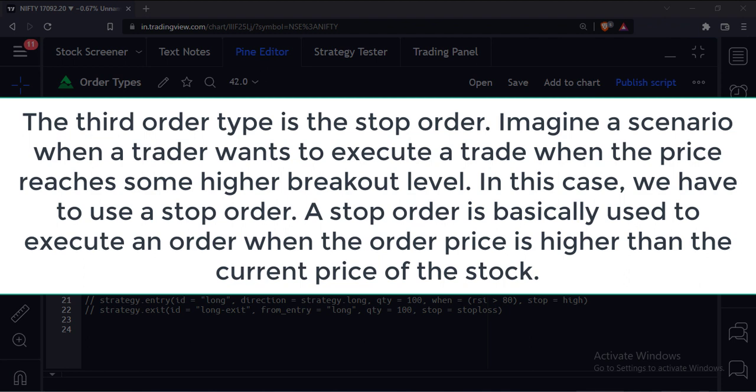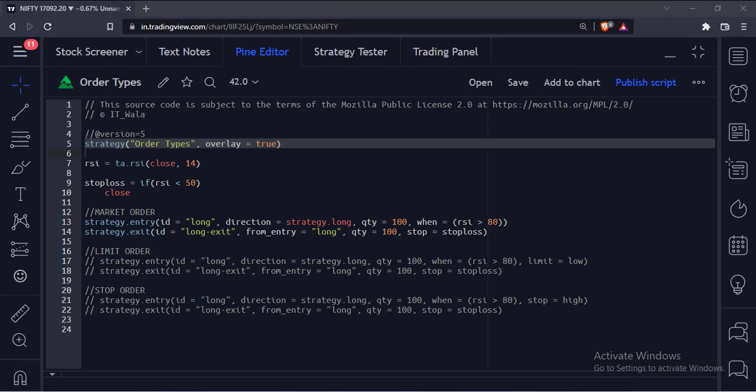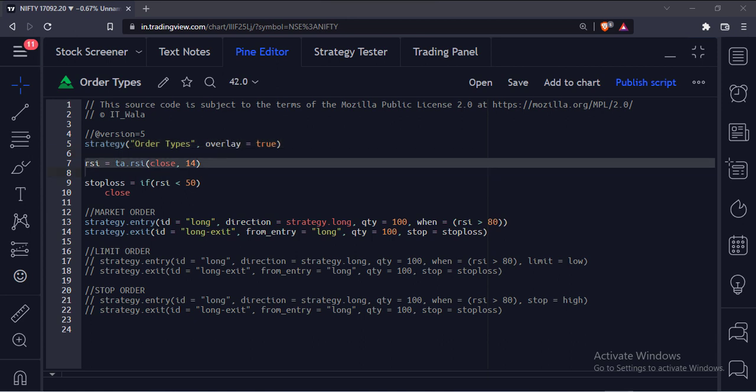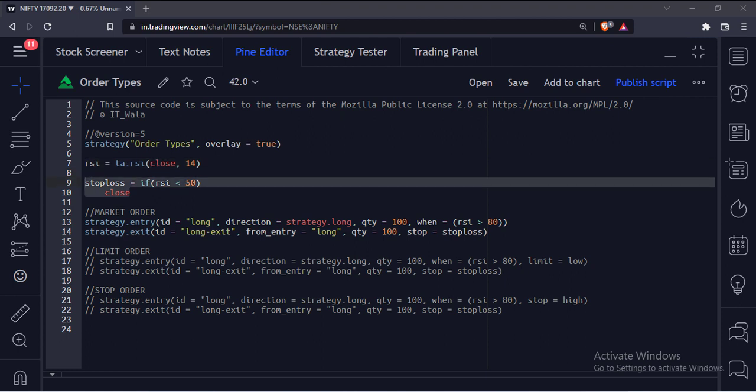Let's see the code now. This is the strategy function, with name, order types. Here we have created an RSI. This is the stop loss level. When the RSI goes below 50, we exit the trade.